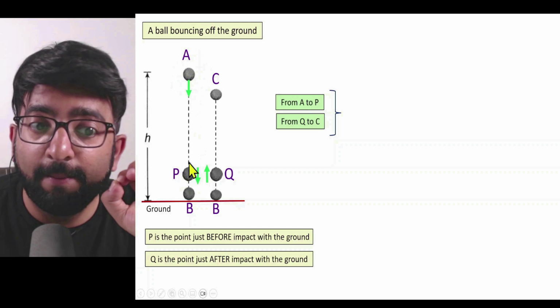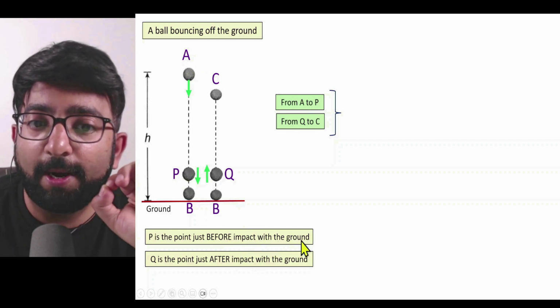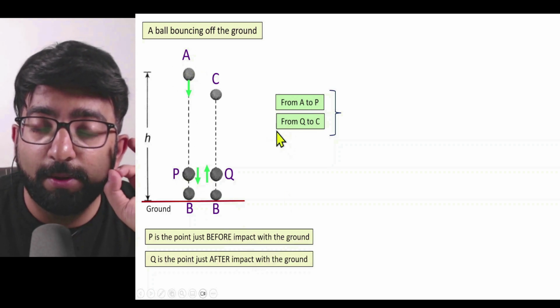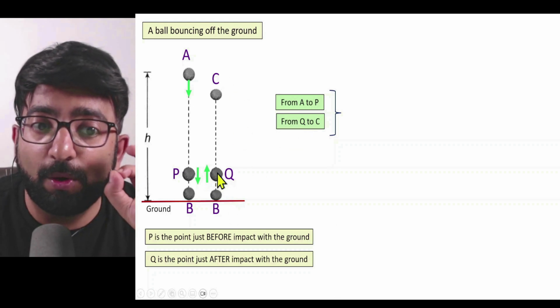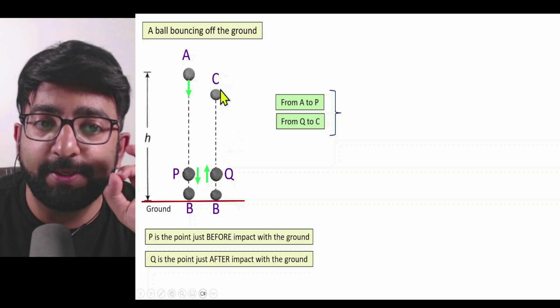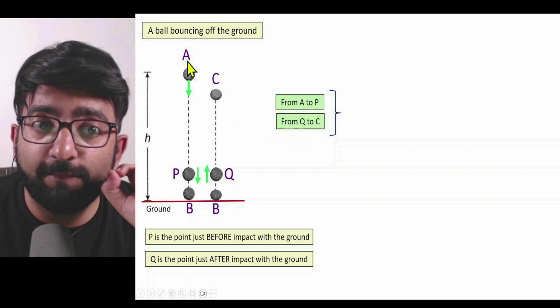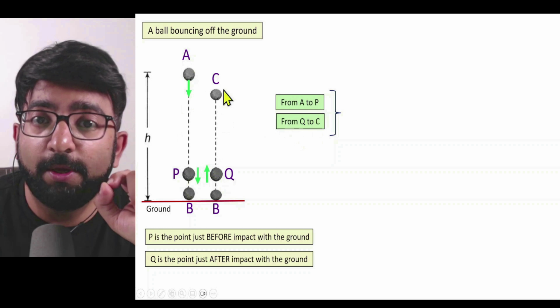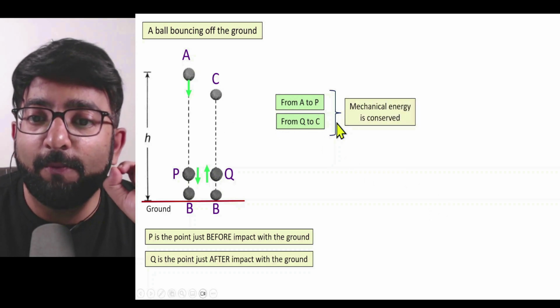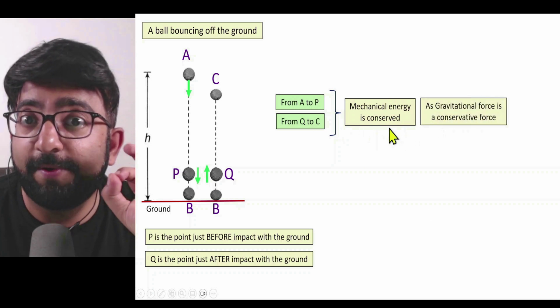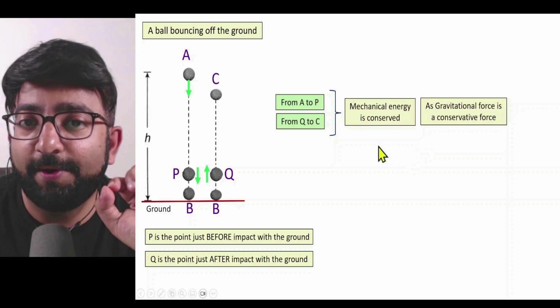Now if we consider the motion of the ball from A to the point P, where P is the point just before impact with the ground, and consider the motion of the ball from Q to C, which means just after impact with the ground until it reaches the maximum height C. When the ball is doing motion from A to P or Q to C, only the gravitational force is acting on the object. So mechanical energy will be conserved, as gravitational force is a conservative force.